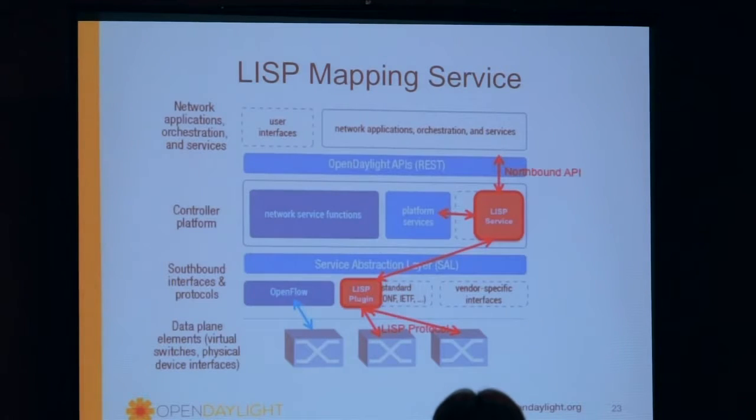And this shows basically how this fits into OpenDaylight. On the southbound, Lisp has its own notion of a mapping protocol that it talks to routers that understand Lisp. So there is a new southbound protocol here beyond OpenFlow. There's also a Lisp service that handles the management of the Lisp mappings between IP addresses that represent the identifier for a node versus IP addresses that represent the location of it in the network.